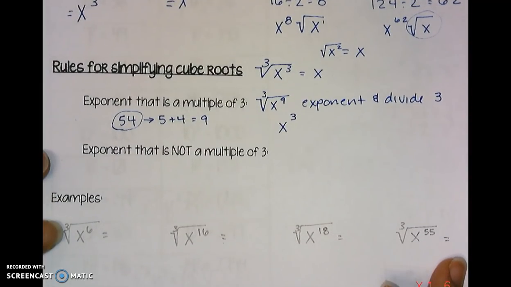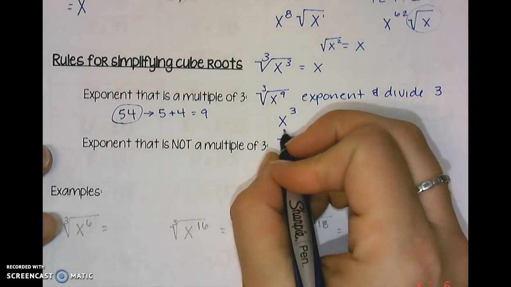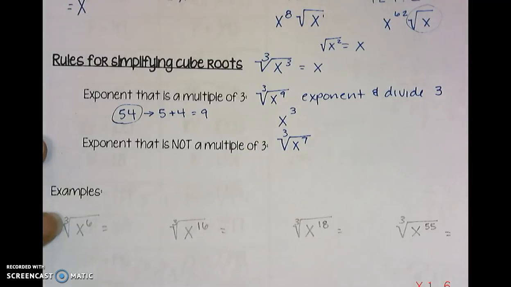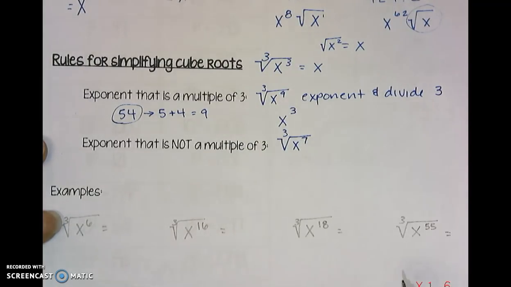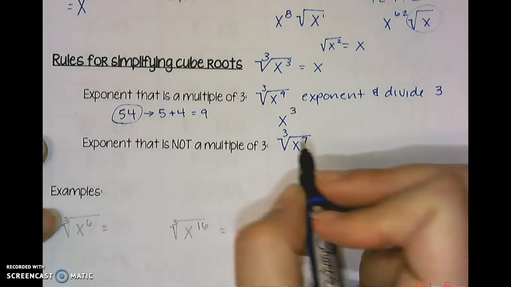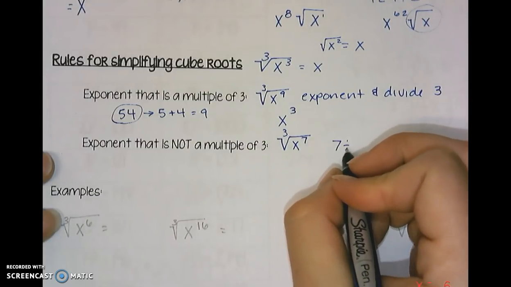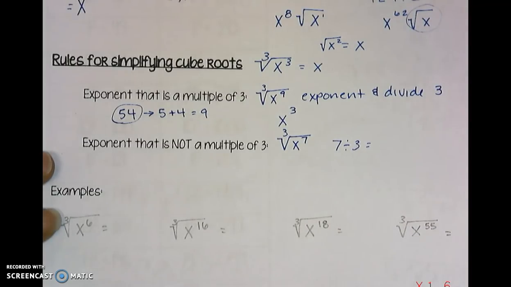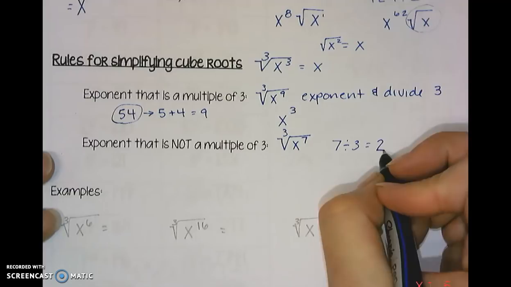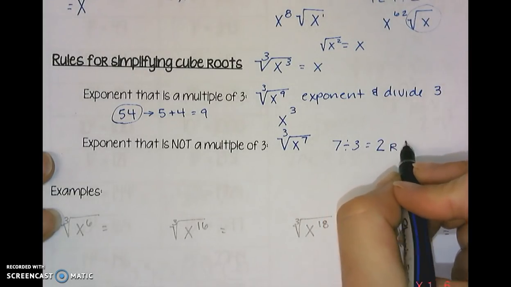Now, if the exponent is not a multiple of 3, for example, if I'm taking the cube root of x to the 7th, okay? On this, well, 7 is not a multiple of 3. It doesn't divide evenly. So I'm still going to take this exponent and divide it by 3. So I have 7 divided by 3. Well, how many times does 3 go into 7 without going over? 3 can go into 7 2 times, right? And then I would have 1 left over. It's like remainder 1.